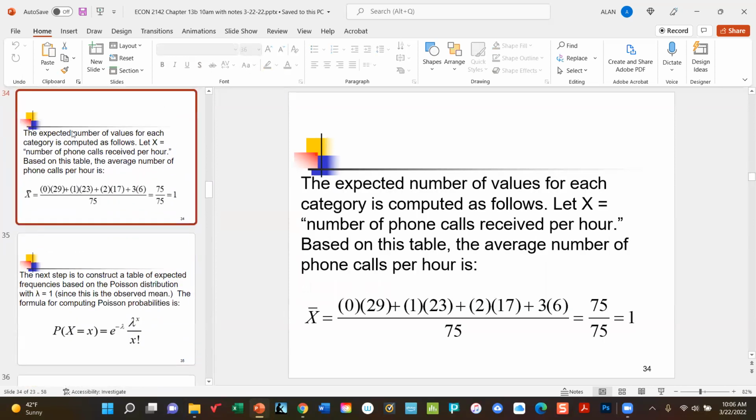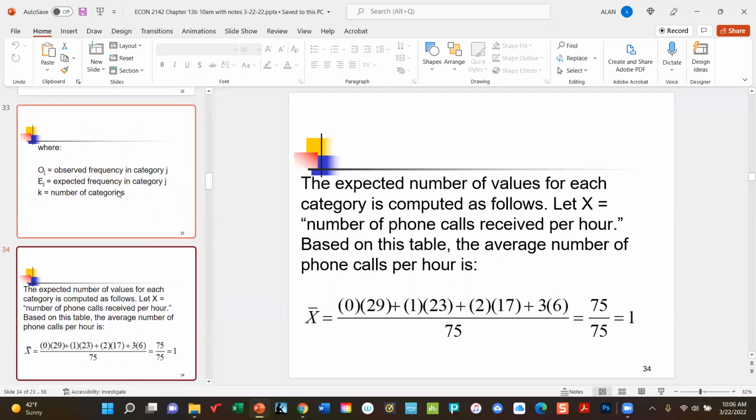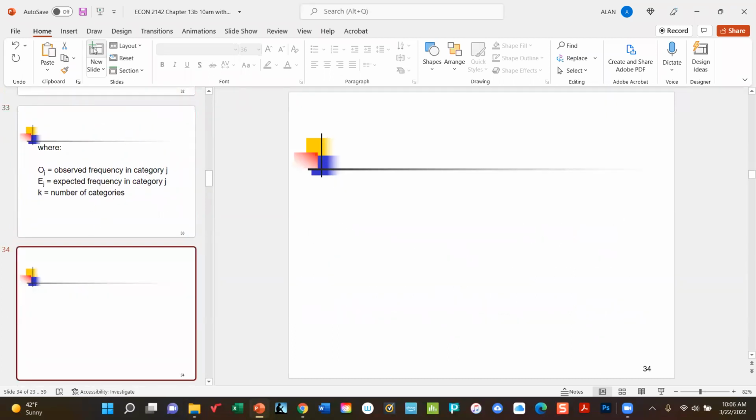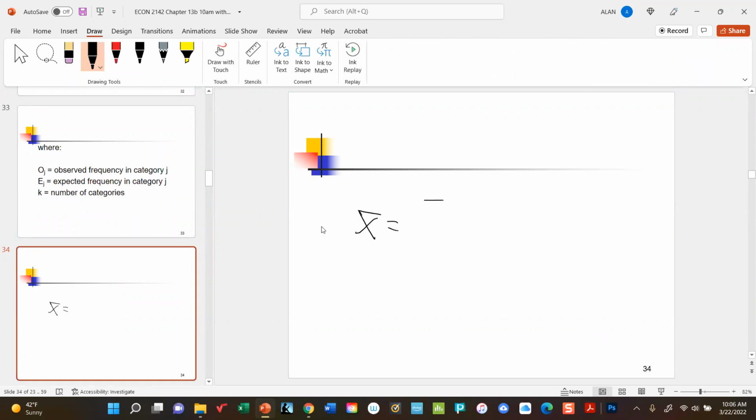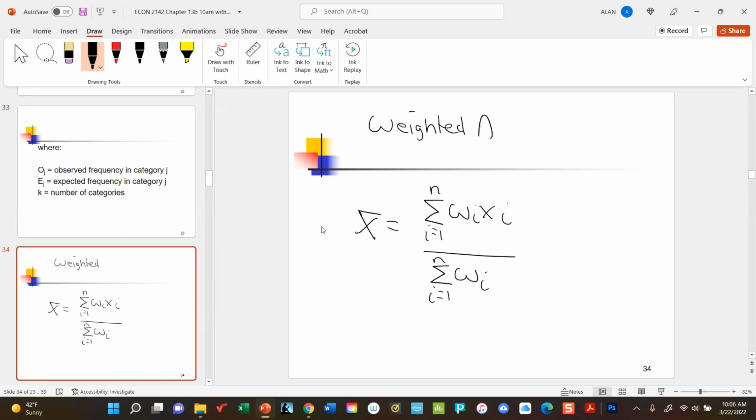Let me quickly pencil this in here. The formula that we're actually following here is this. X bar: in the numerator, you have the sum of weights times the X's. In this case, that would be the numbers of phone calls. And in the denominator, you add up the weights. This is known as a weighted average. So in other words, each X has its own weight associated with it.